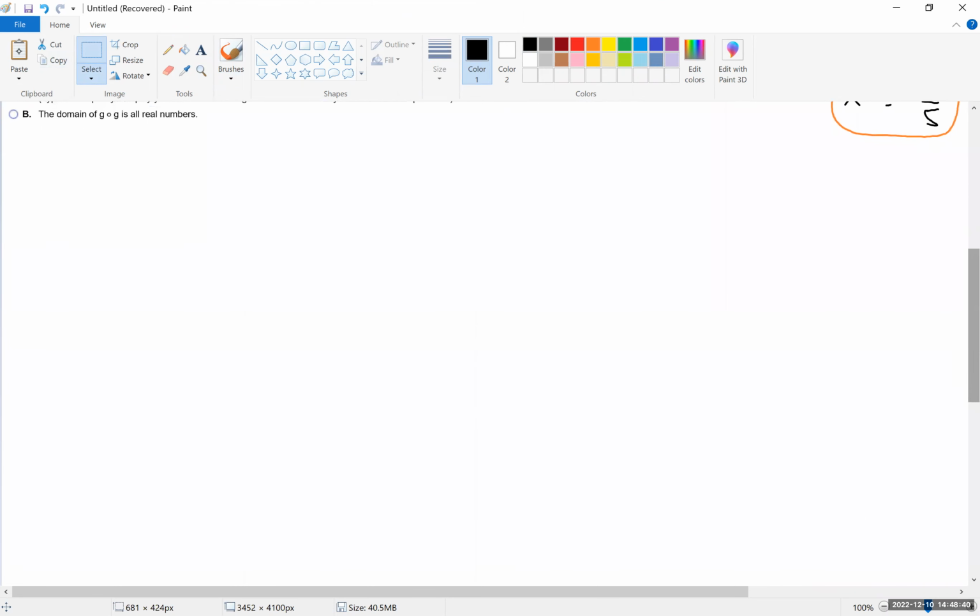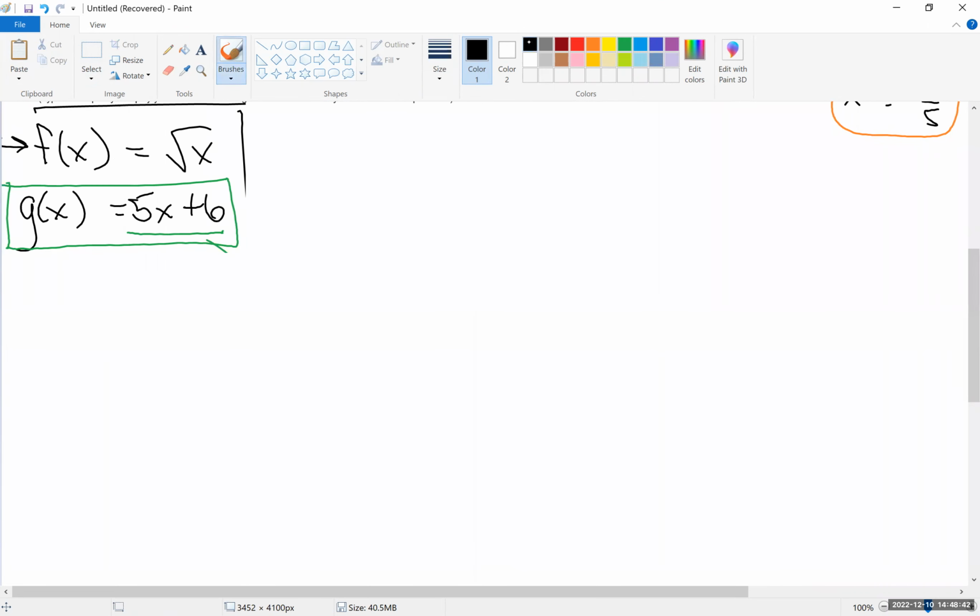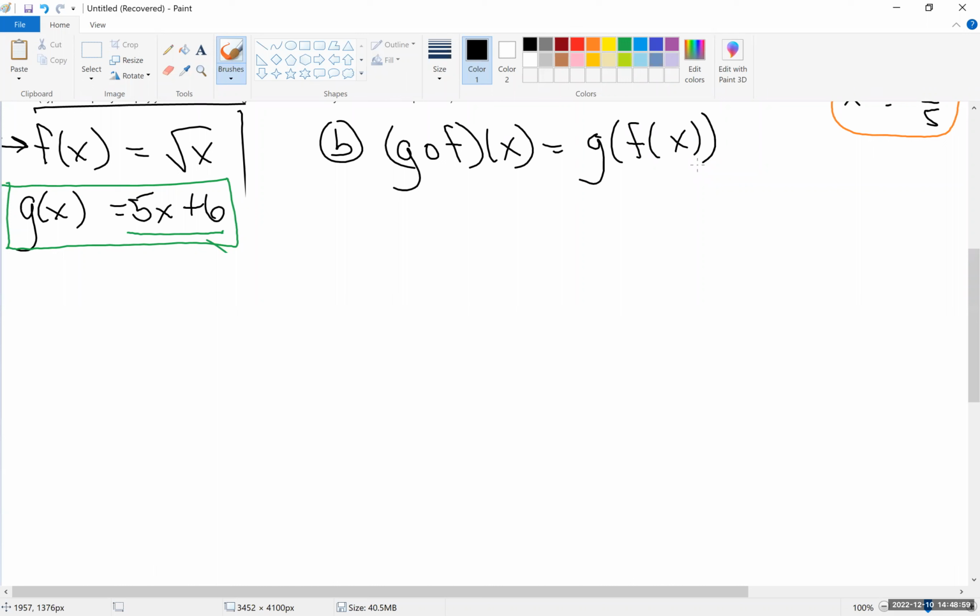So part B asks g of f of x. I would always write it as g of f of x, and the reason I would do that is so that we can use substitution. Instead of f of x, we can write the square root of x.